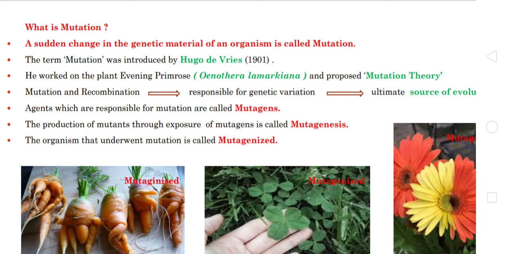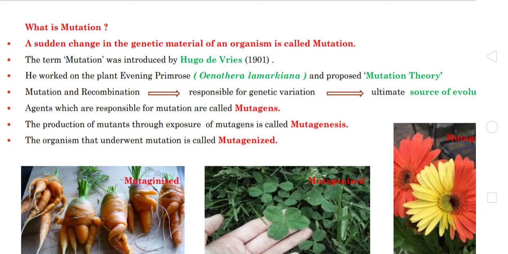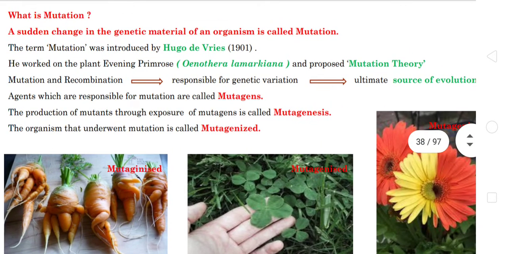I already said a sudden change in the genetic material of an organism is called mutation. This term was coined by Hugo de Vries in the year 1901. He worked on the plant evening primrose, botanically called Oenothera lamarckiana. Based upon his work, he proposed a theory called the mutation theory. So mutation and recombination are responsible for genetic variation, the ultimate source of the evolution process.